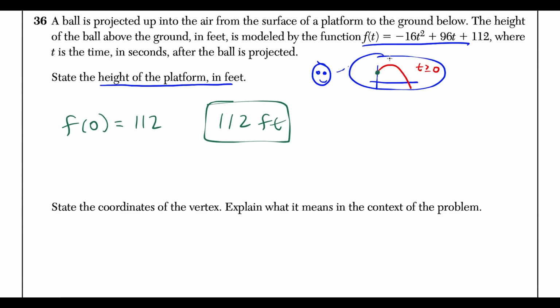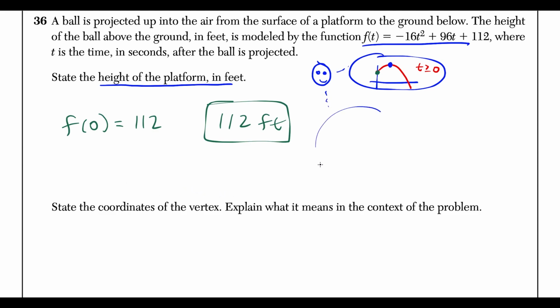So for the next part, we want to find the coordinates of the vertex, and we need to explain what it means in the context of the problem. Well, if you think about it, if a ball is being launched, the vertex, the turning point, represents the maximum height that the ball reaches.